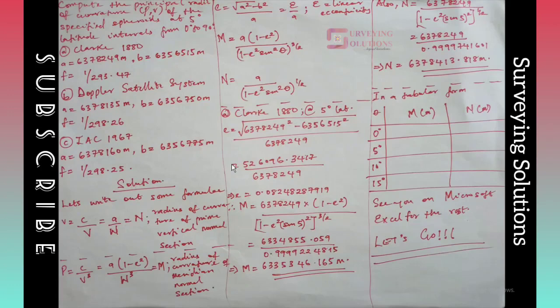Now we are going to look at a question here. The question says we should calculate or compute the principal radii of curvature. We have two: the radius at the prime vertical and the radius of curvature of the meridian, right? Good. So we should compute these radii at 5-degree latitude intervals from 0 degrees to 90.